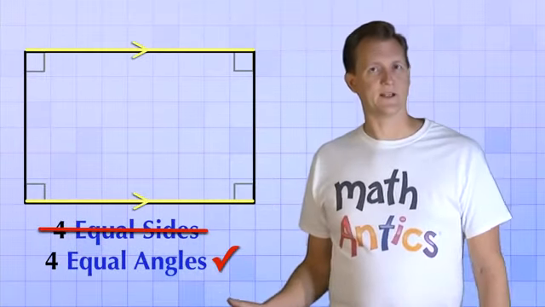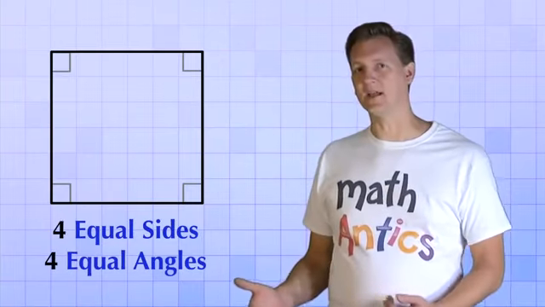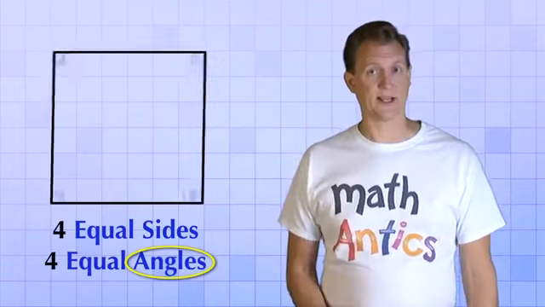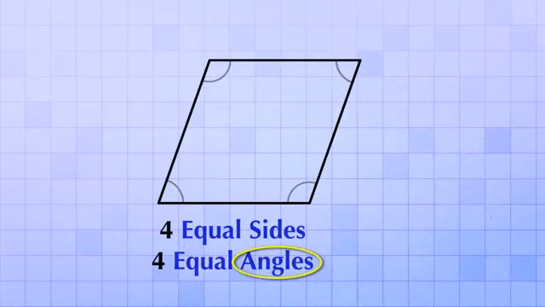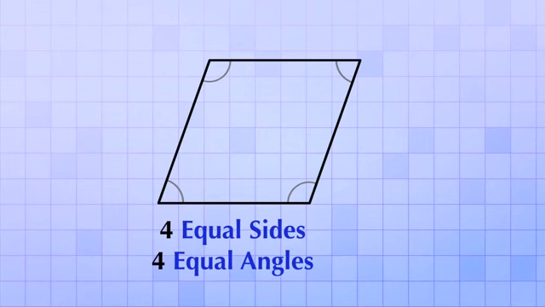Alright, so that's a rectangle, but going back to our square, what if instead of changing the sides, we had just changed the angles, like this? What we have now is called a rhombus. A rhombus is a quadrilateral that still has 4 equal sides, but it does not have 4 equal angles. And once again, just like the square and rectangle, the rhombus is made from 2 pairs of parallel sides.